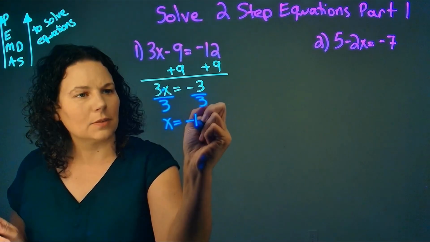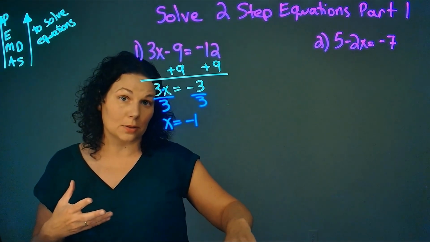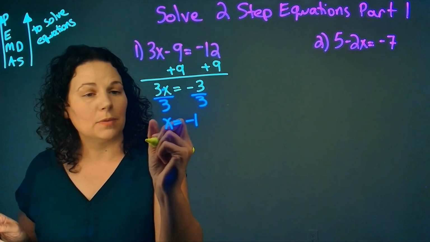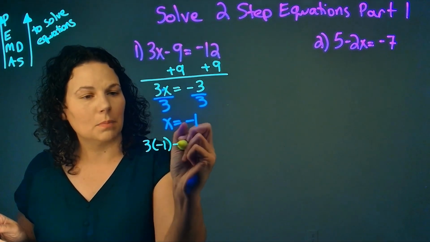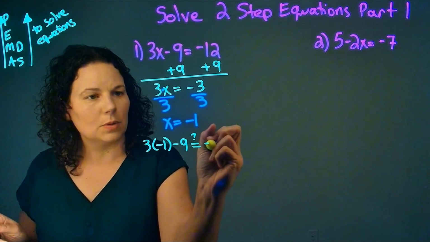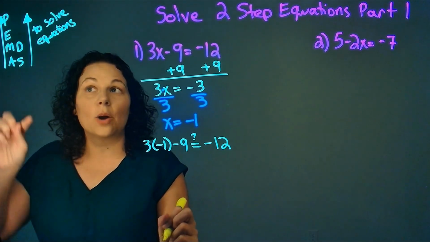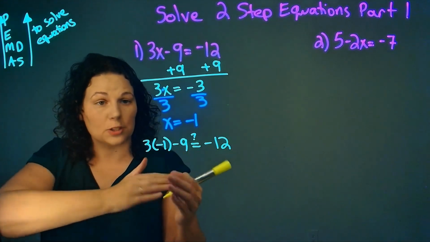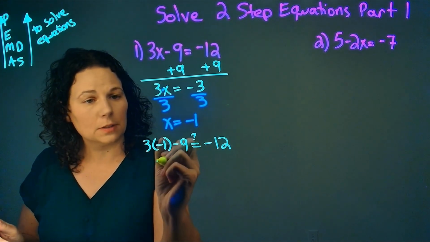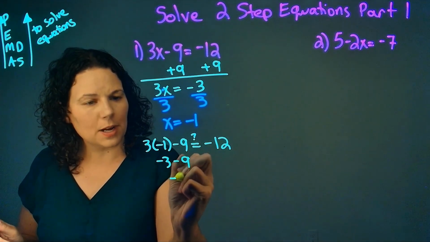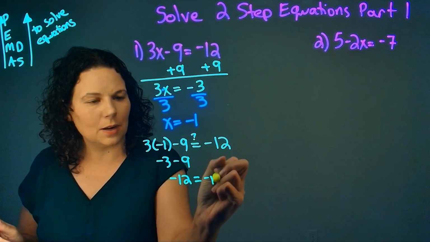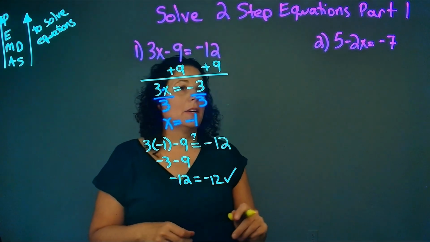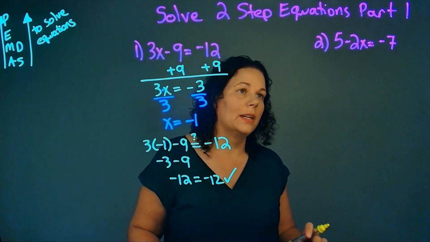X equals negative 1. And we do want to try to check these, okay? Especially if we have time on our test or quiz. Plug that back in. We've got 3 times negative 1 minus 9. Does that equal negative 12? Now we do order of operations the normal way because we're just simplifying. We're doing order of operations on this side. We multiply first, then we subtract. So it does work out. We got negative 12 on both sides. Yay. All right, next. 5 minus 2x equals negative 7.